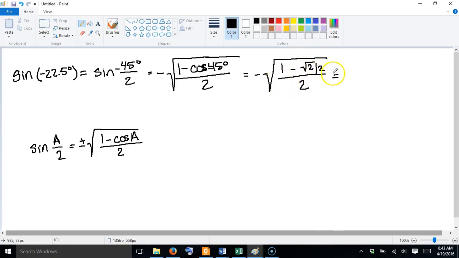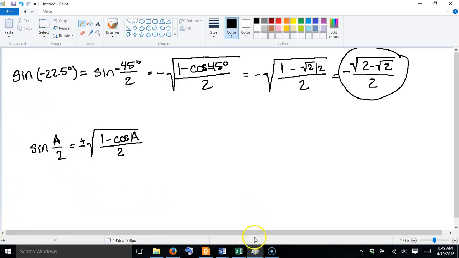All right, now simplify this down and we should get this right here. And we are done with that one. Oh, don't forget the negative on the outside. Now we're done.